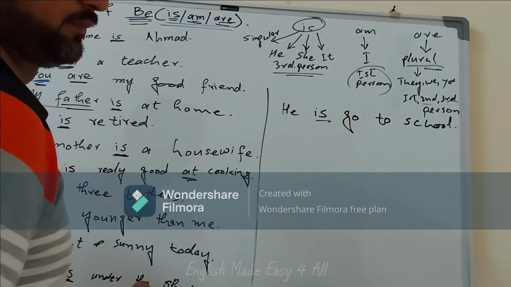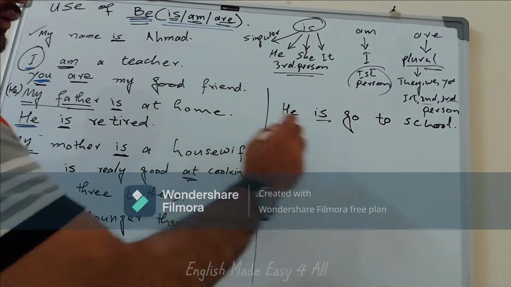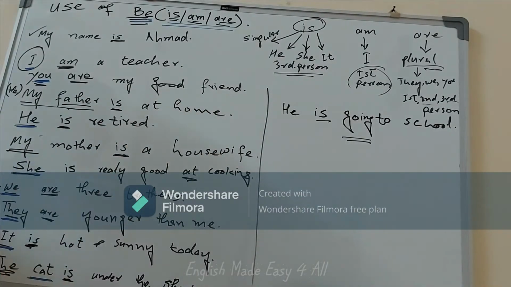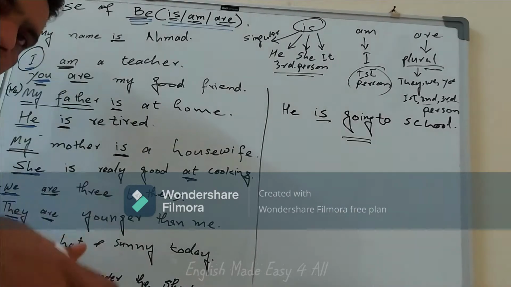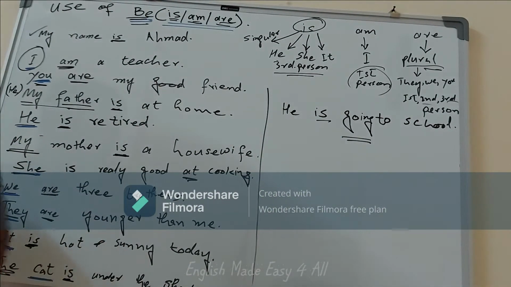This is wrong. If you write is, am, are, you have to put ing. But the meaning is when we are doing something now. He is going to school. It means he is going now. Now he is on the way to school. He is going to school now.